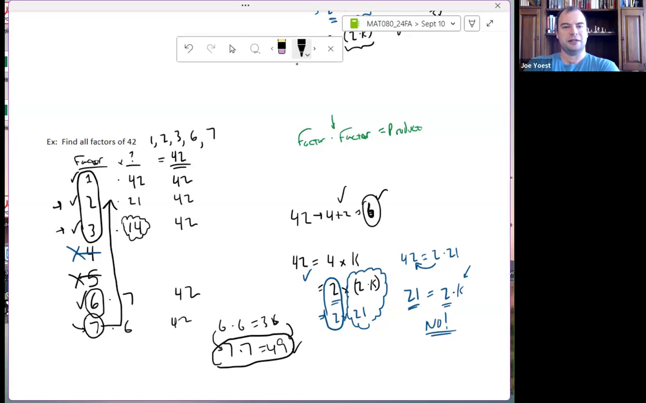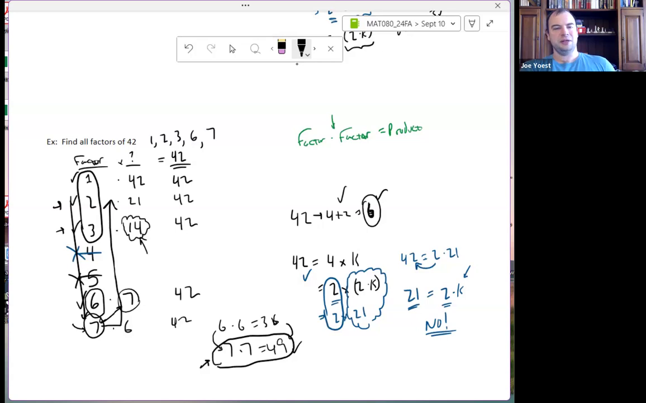I also have other factors, right? If I work my way back up the other side, I could ask for these bigger numbers. Is 14 a factor of 42? Is it true that 14 times some natural number is 42? Actually, yes, right? So when I work my way down this side, I only go down to what we might call something like the square root of the number. And I see that I've repeated one of my factors here.